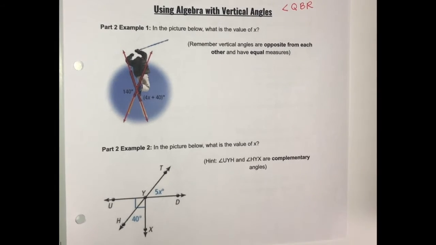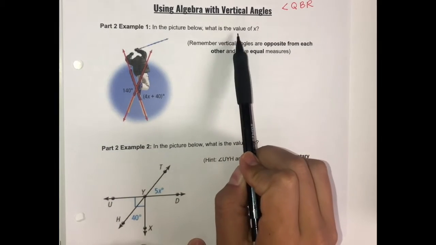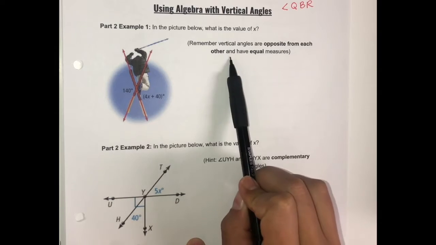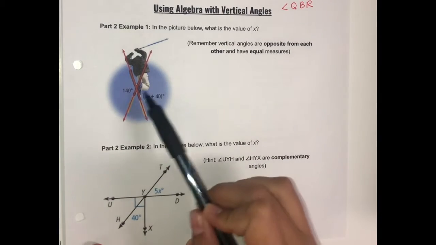Now on to our favorite part, using algebra with vertical angles. Part 2, example 1 says, in the picture below, what is the value of x? Remember, vertical angles are opposite from each other and have equal measures. So if we look at this picture, it says, what is the value of x?